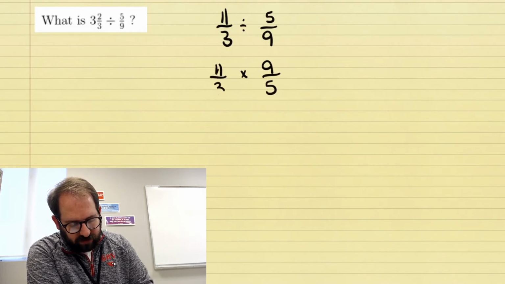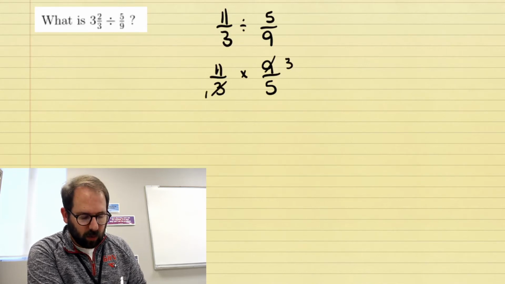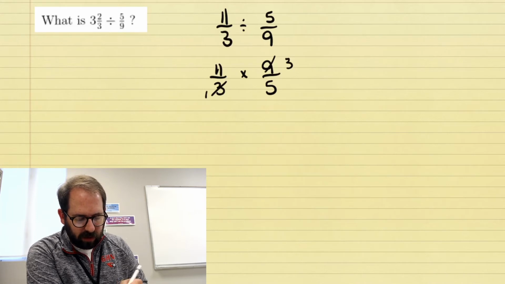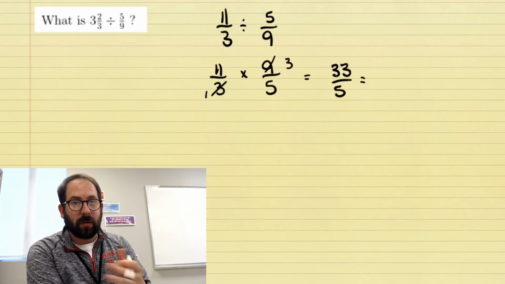So the second fraction flipped over. I can simplify diagonally, divide these both by 3. So I get 3 and a 1 diagonally. The 11 and the 1 can't, the 3 and the 5 can't. So if I multiply straight across, I get 33/5. Now that's a little bit bigger fraction than what we've been dealing with.